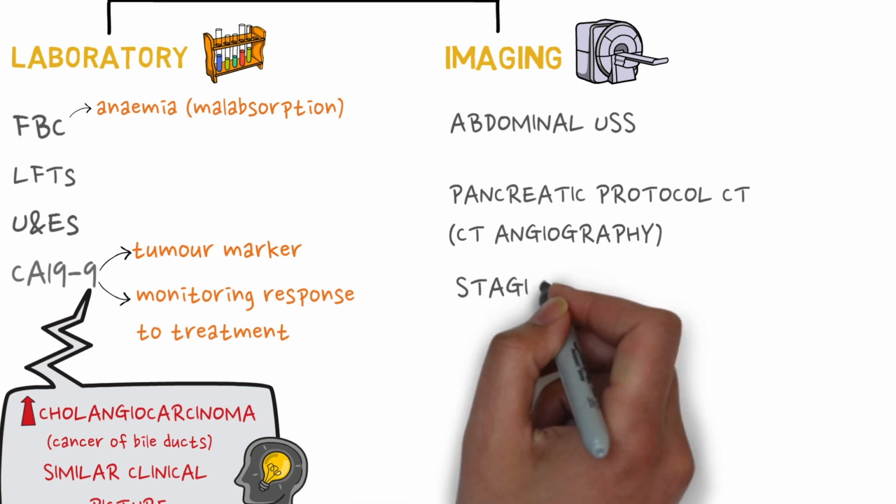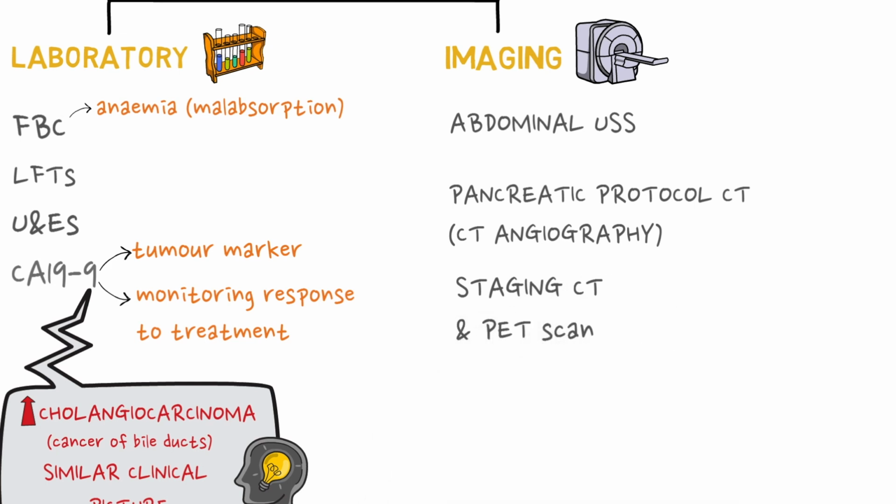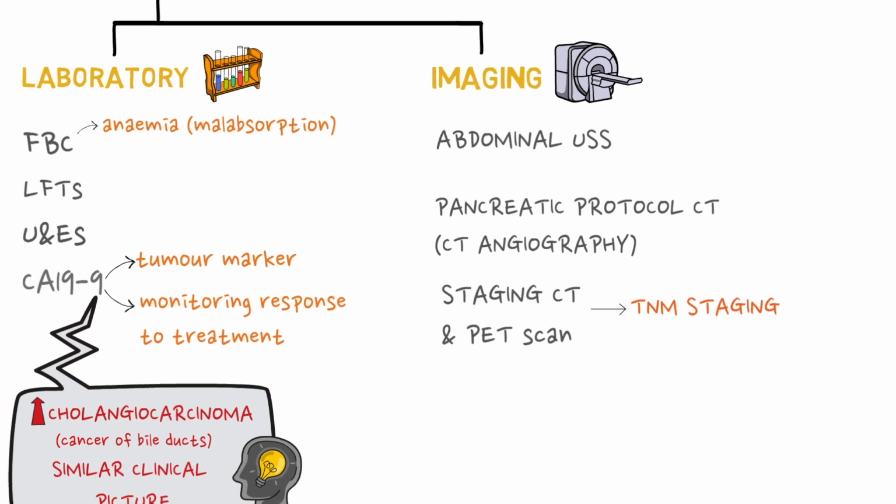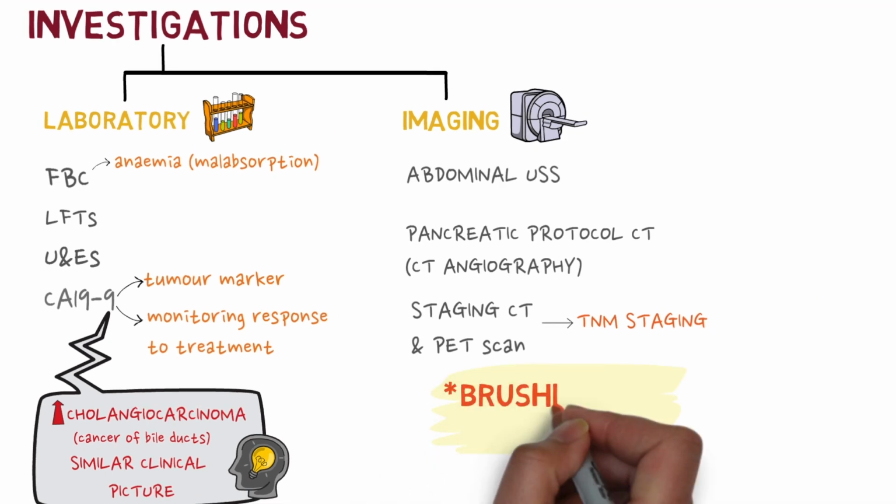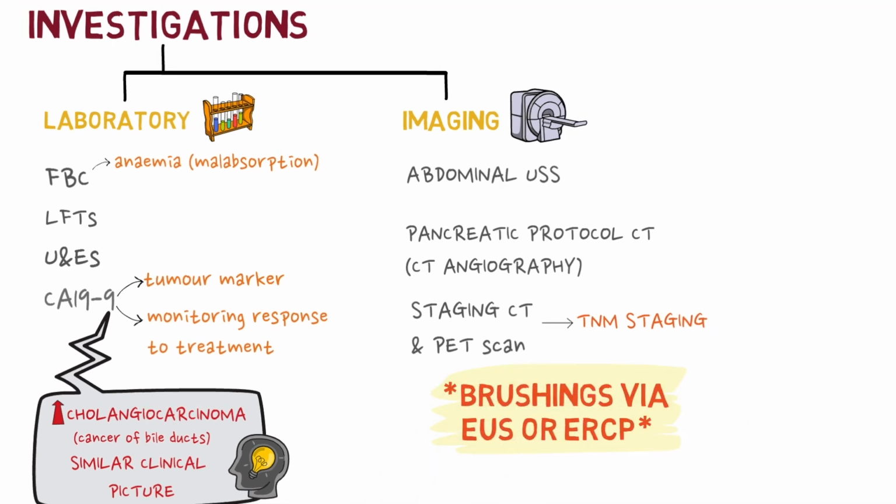A general staging CT can also be done to check for spread, which is then classified via the TNM staging system. These patients also need a PET CT as per NICE guidance. In addition to this, brushings of the pancreatic tumour can be taken via an endoscopic ultrasound or via ERCP.